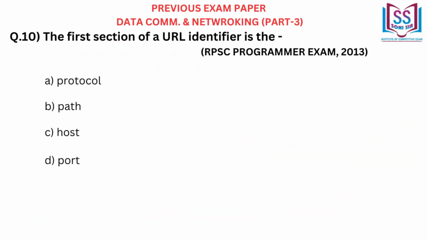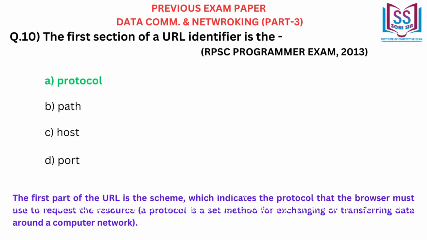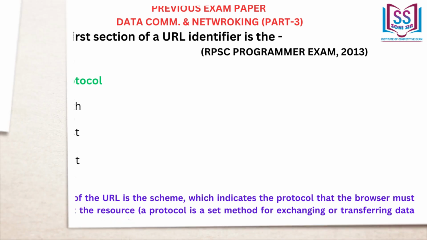The first section of a URL identifier is the: A. Protocol, B. Path, C. Host, D. Port. Correct answer A. Protocol. The first part of the URL is the scheme, which indicates the protocol that the browser must use to request the resource. A protocol is a set method for exchanging or transferring data around a computer network.